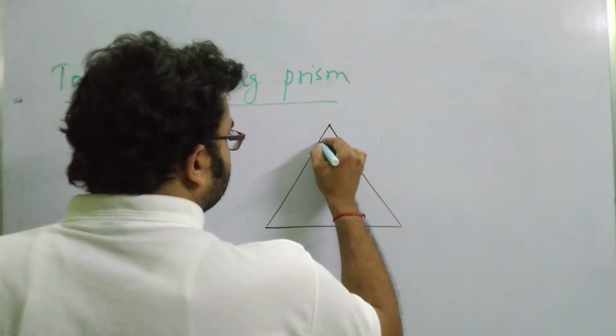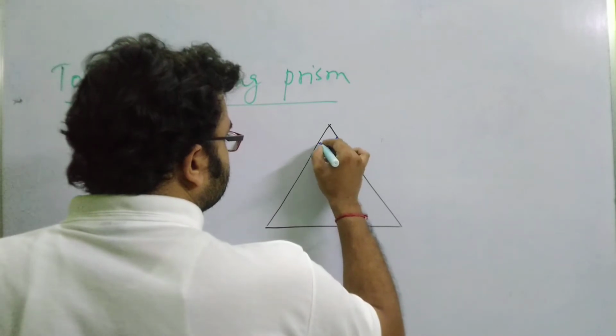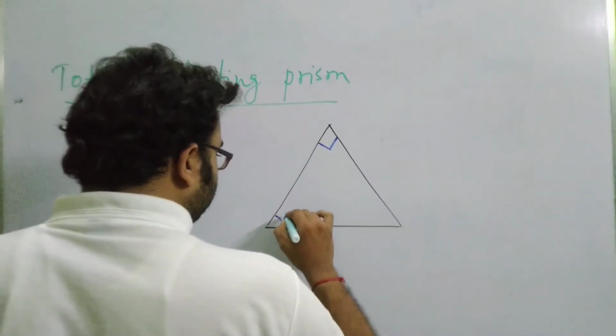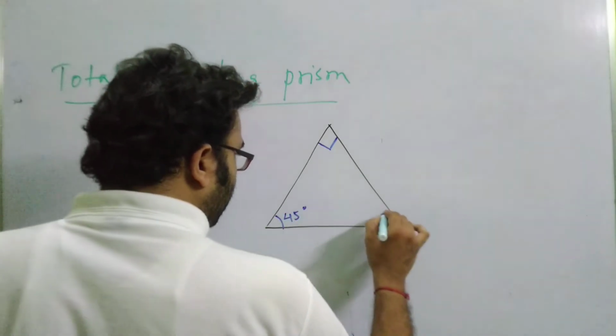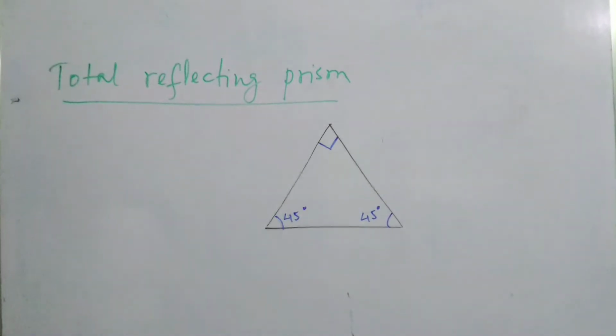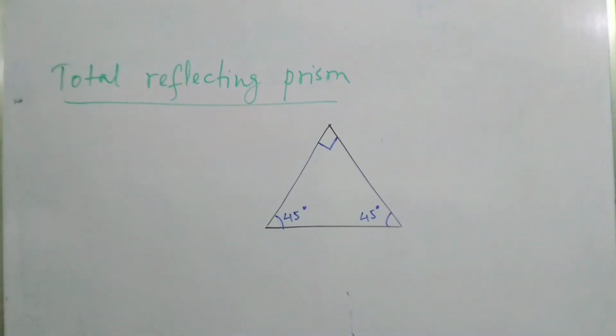So if I consider that this angle is 90 degree, okay, then the other two angles will be 45 degree each. So this is also 45 degree and this is also 45 degree. Okay. So this kind of prism is called total reflecting prism.